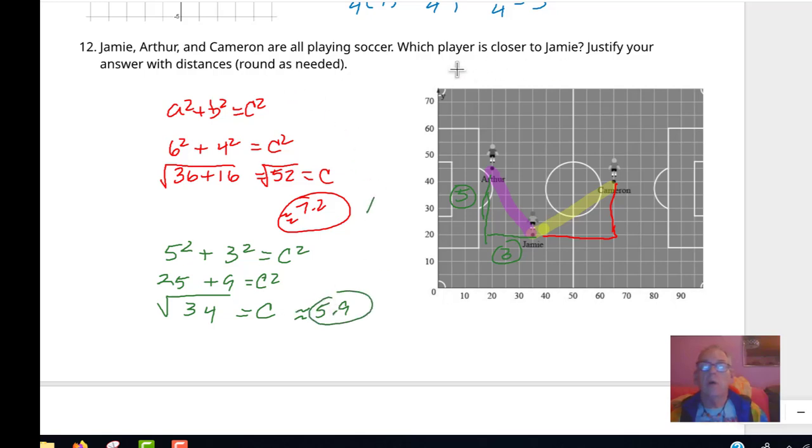So, which player is closest? Looks like Arthur is the closest player. Let's move on.